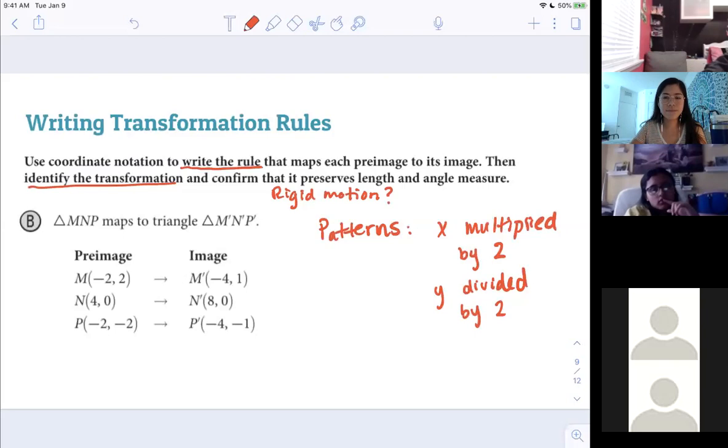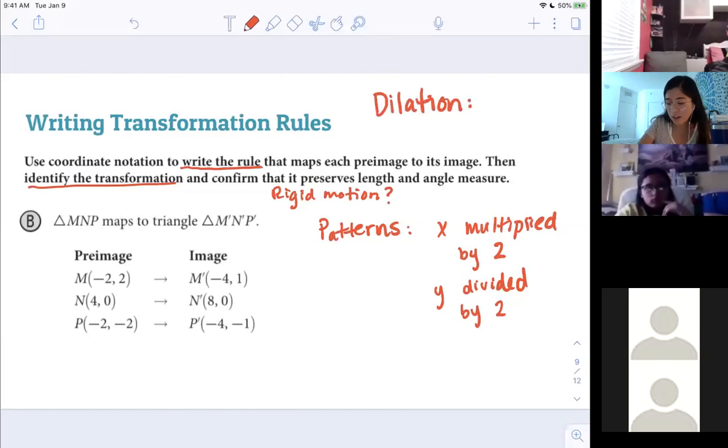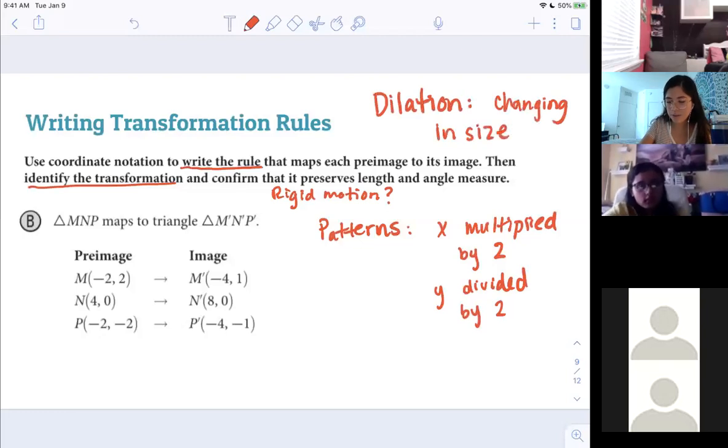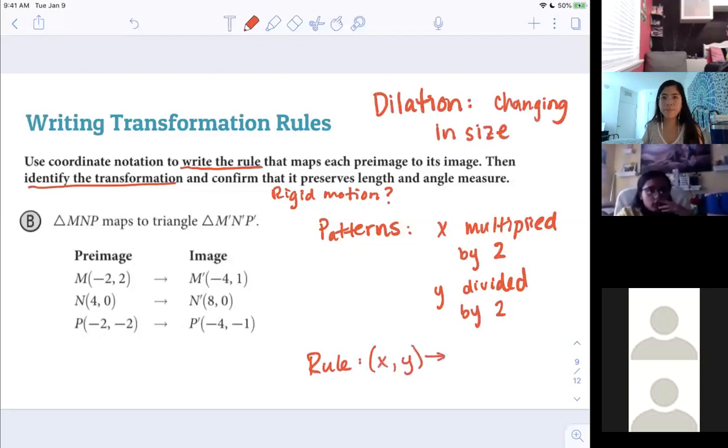Maybe it's dilation. Yeah, this is a dilation. How do you know? Because it gets bigger. It's getting bigger or smaller. Either way, anytime you're multiplying or dividing, it is changing in size. That's the most important thing. That's what makes it a dilation, changing in size. I might have asked this question already, but I need to make sure: whenever either x or y is getting multiplied, it's a dilation. Yeah, exactly.